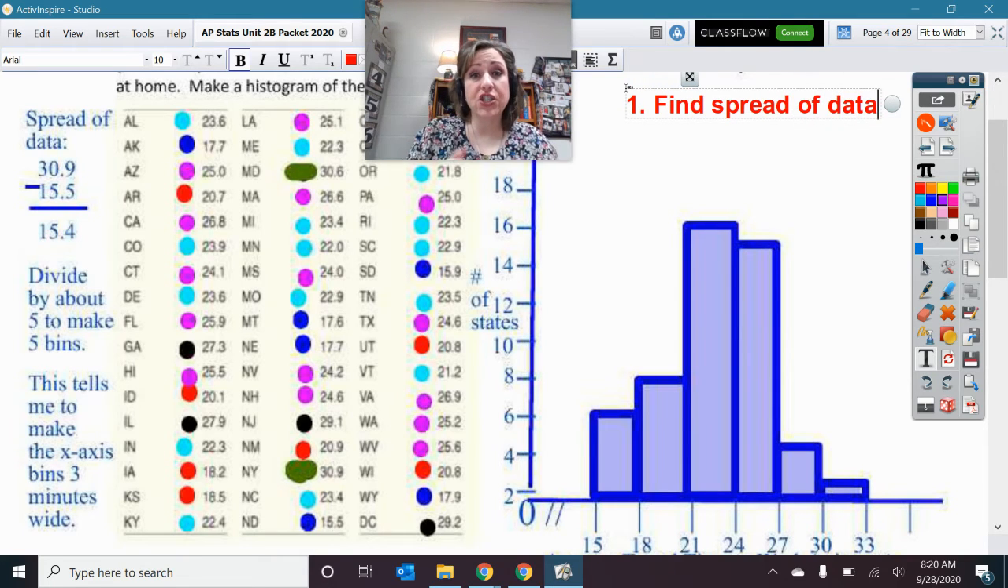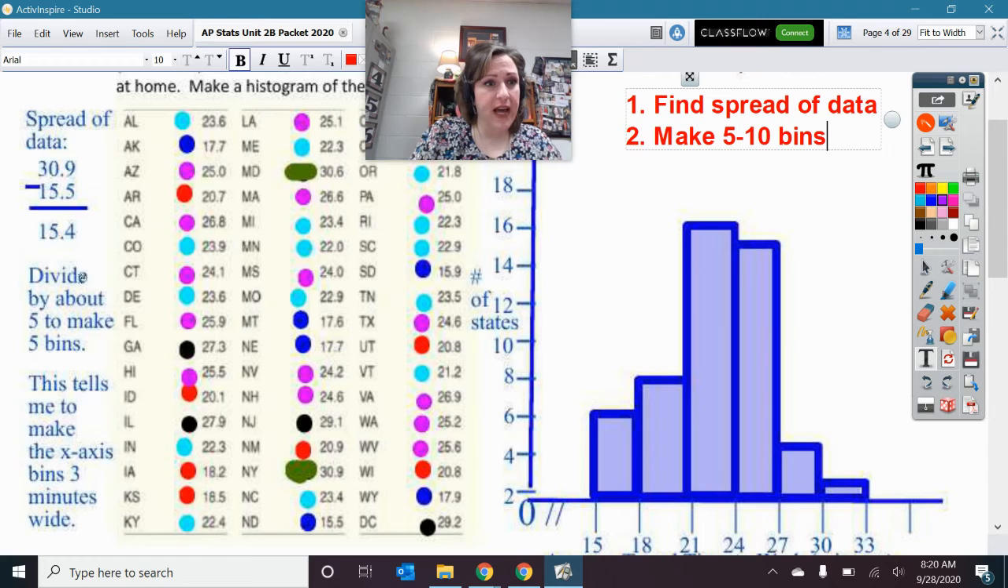Okay, and so I found the range. I took over here on the left the highest minus the lowest, and I found that that's a spread of 15.4. Okay, and so then I'm going to make 5 to 10 bins. So I'm going to divide this 15.4 by 5, 6, 7, 8, 9, or 10. I'm going to do that.